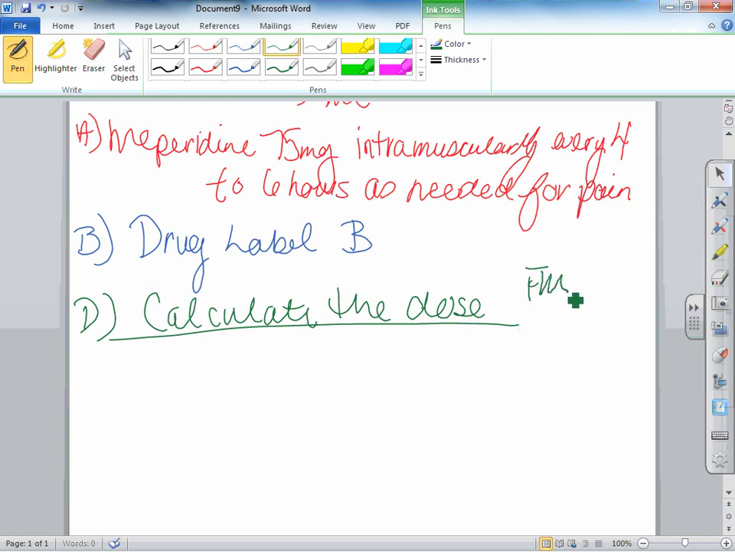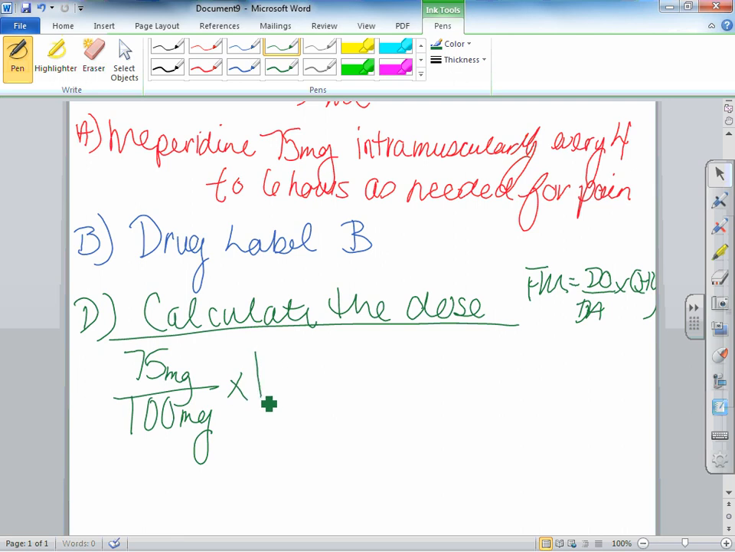I'm going to use the formula method, where you take dose ordered over dose available and you multiply it by the quantity. So in order to do that, my dose ordered again is 75 milligrams. The availability for label B is 100 milligrams, and the quantity that's associated to that 100 milligrams is 1 milliliter. Milligrams cross out, leaving you with 0.75 milliliters. That's the volume that is needed for that dose.